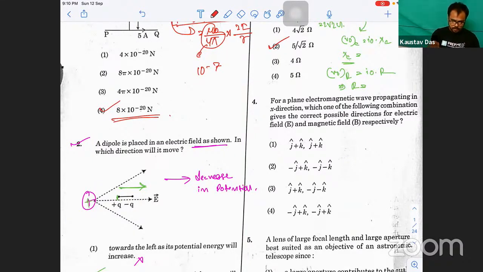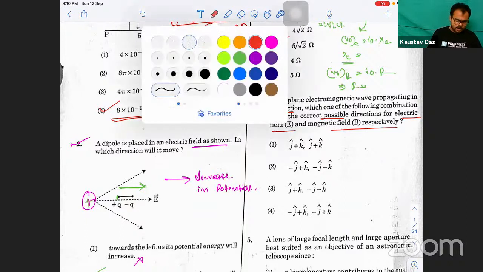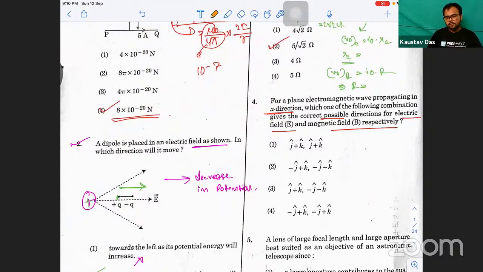We have the electromagnetic wave propagating in the x direction. Here the question is from the electromagnetic wave, which one of the following combinations gives the correct possible directions of the electric and the magnetic field respectively. So electric field and magnetic field for an electromagnetic wave are perpendicular to each other. So you have to choose the answer. It's very easy. I think these questions will not require more than 30 seconds to answer if you think quickly, if you know the concepts.